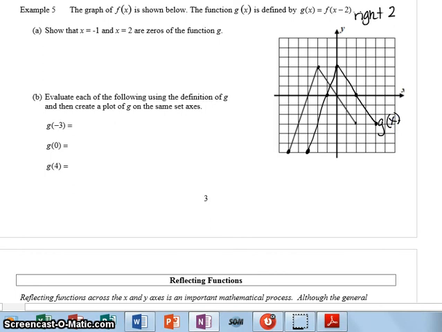I probably should have done it in another color. But it says show that those are the new x-intercepts right here: x equals -1 and x equals 2. So look, -1 and +2, those are my new roots, my new zeros.